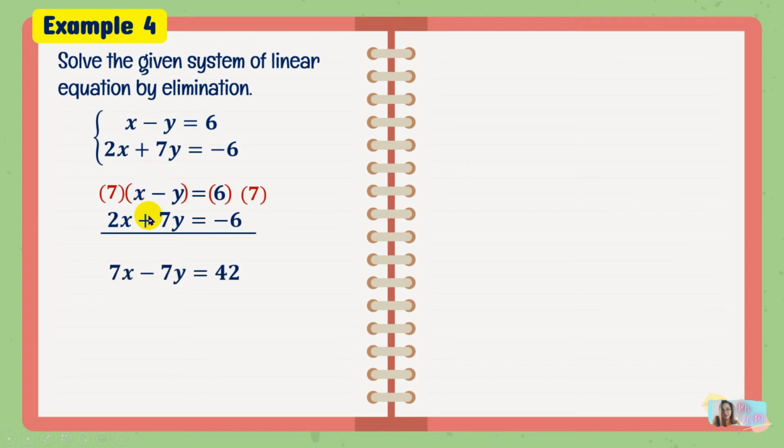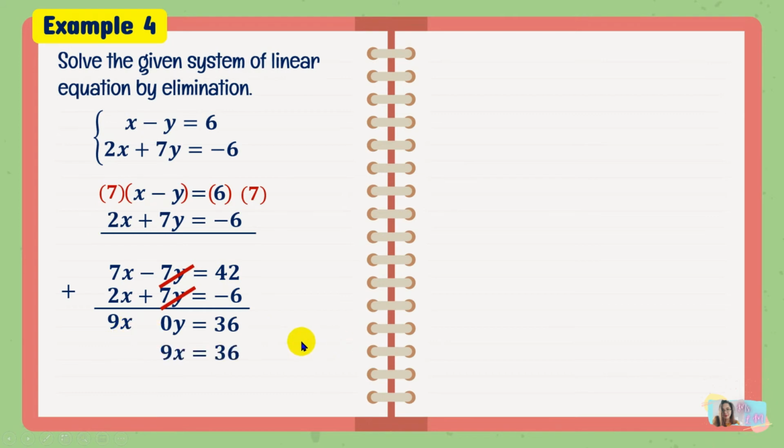So, 7 times x, that's 7x. 7 times negative y, that's negative 7y. And 7 times 6 is 42. Then, we have to add the second equation. 2x plus 7y is equals to negative 6. 7x plus 2x is 9x. And then, negative 7y and positive 7y. Pag pinag-add natin yan, that will be 0y. Ayan, cancel na. Then, 42 minus 6, that's 36.